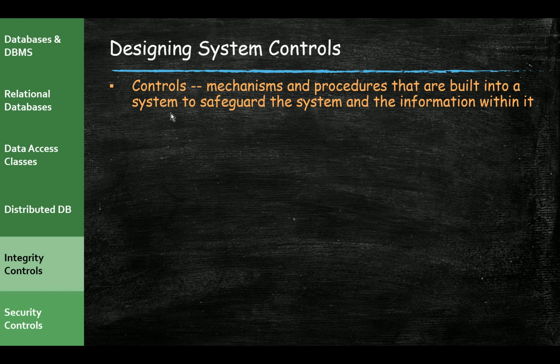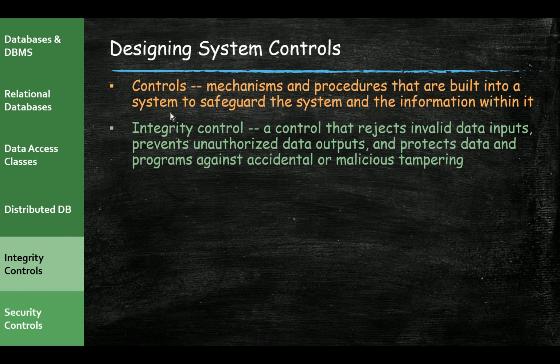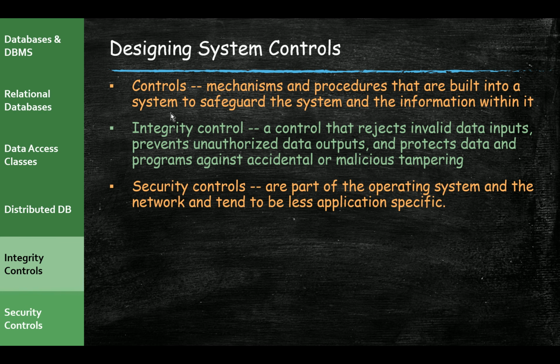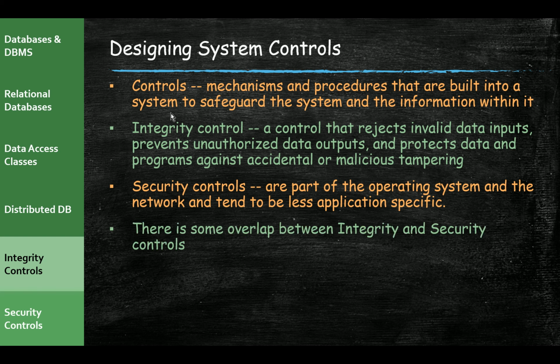So, designing system controls. Controls are mechanisms and procedures that are built into a system to safeguard the system and the information within it. An integrity control is a control that rejects invalid data inputs, prevents unauthorized data outputs, and protects data in programs against accidental and malicious tampering. In other words, an integrity control prevents people from putting invalid data into the system, and it also protects people from seeing information that they shouldn't see. Security controls are part of the operating system and the network and tend to be less application specific. So integrity controls are application specific, security controls a little less so.